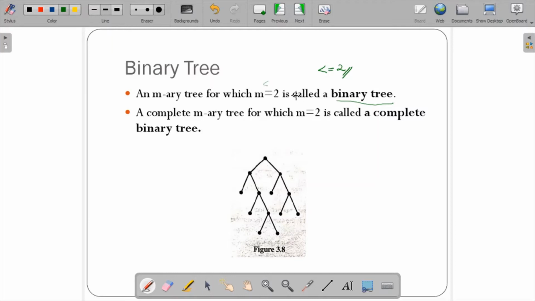The next concept is the complete M-array tree, for which M is equal to 2. Here it was less than or equal to 2, but for which M is equal to 2, it is called a complete binary tree. Now over here you can see they have 2 out degrees, 2 out degrees, and so on for every internal vertex. So this is an example of a complete binary tree.